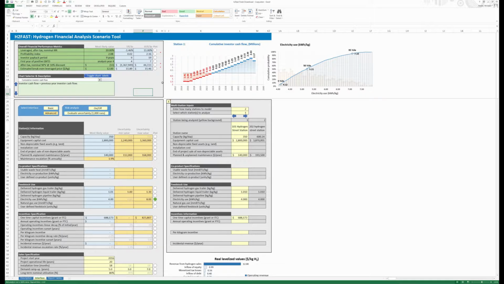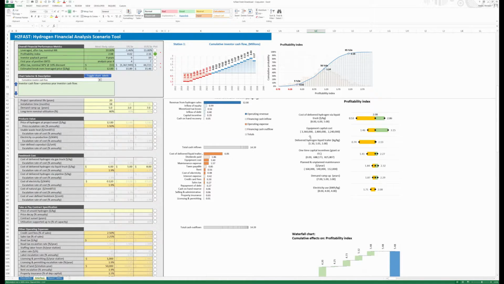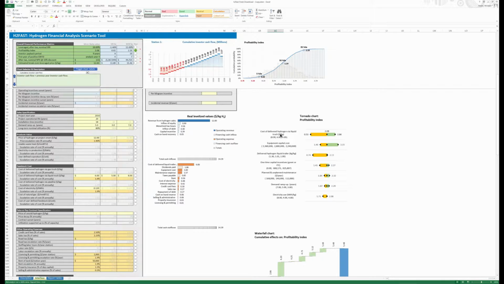One last thing I want to say before we turn over to questions is there is some additional analysis that's performed for 3 of the parameters here. On the results, if you click on profitability index or NPV or price of hydrogen, there will be 2 additional charts that pop down below. One of them is a tornado chart, which basically reports out the effect from going between, for example, delivered cost of hydrogen turned out to be the most important factor.